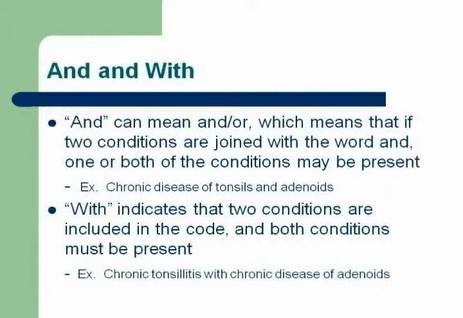When reading the words "and" and "with" in the ICD-9-CM, pay close attention. The word "and" can mean "and/or," which means that if two conditions are joined with the word "and," one or both conditions may be present. In the example, chronic disease of tonsils and adenoids, the patient may have chronic disease of the tonsils or chronic disease of the adenoids, or both chronic disease of tonsils and adenoids.